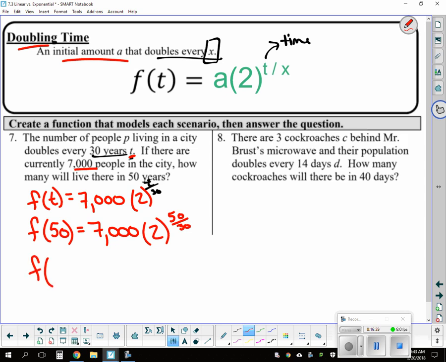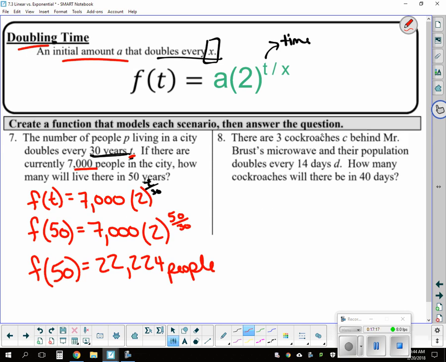We get that f of 50 equals 22,224 people. We got to round that. So that's how many we are predicting will live there in 50 years. And you can kind of think that through. If in 30 years it's going to double, that means in 30 years there'd be 14,000 people. Well, in another 30 years, which would be 60 years, 14,000 would double and get you to 28. So it makes sense that we should be between 14,000 and 28,000.